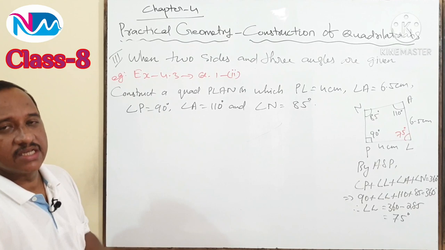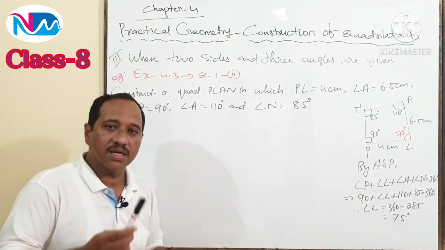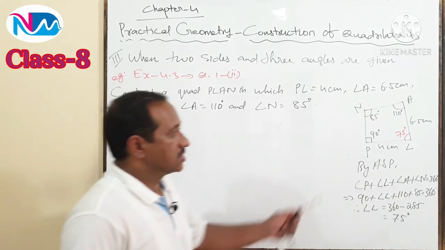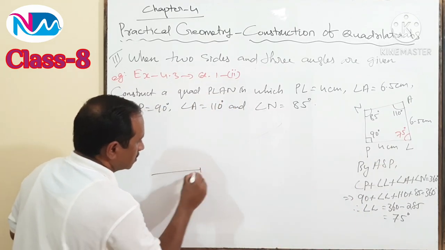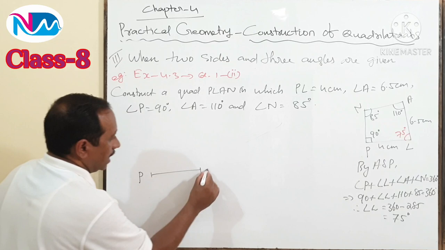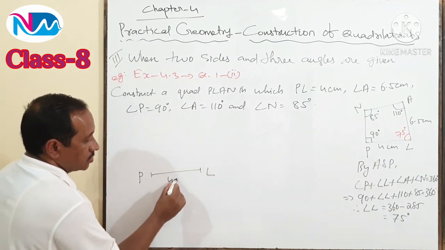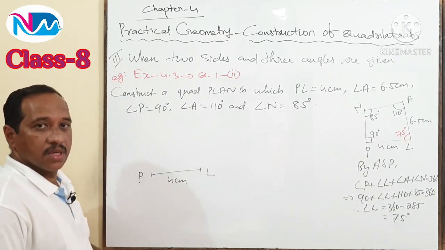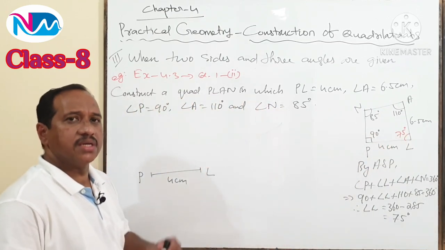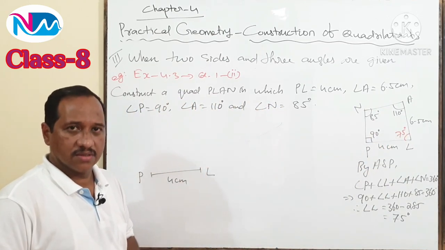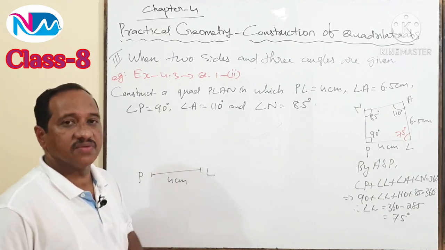Now, the construction is possible. Here we start the construction with the side PL. Draw a line segment PL which is equal to 4 cm. Now, angle L is 75. You can use a protractor to mark angle 75.